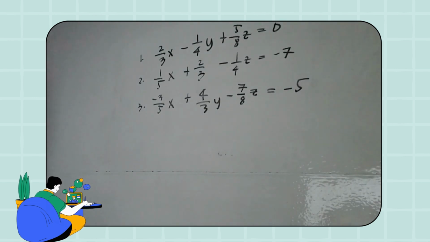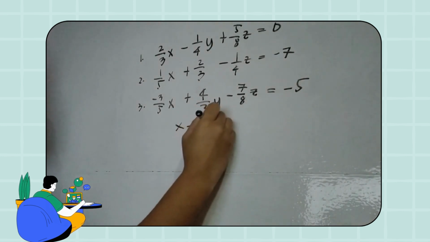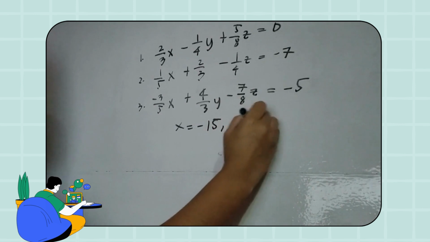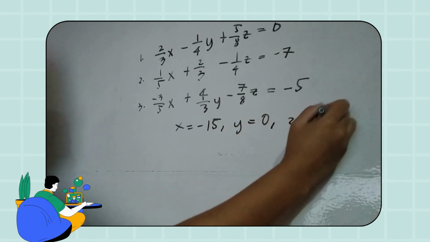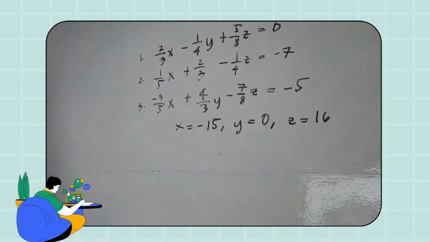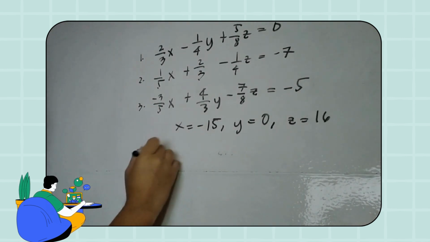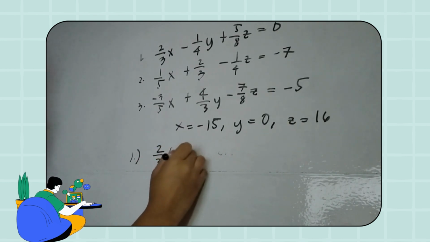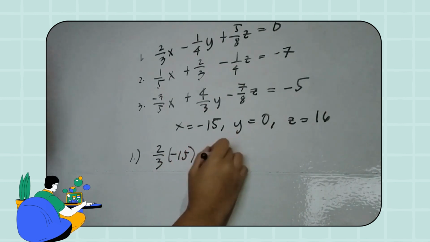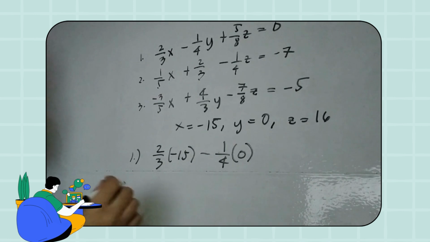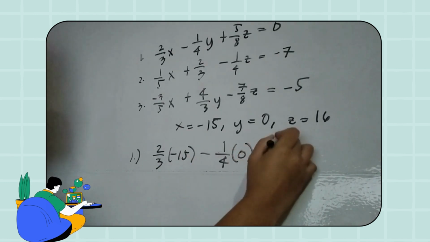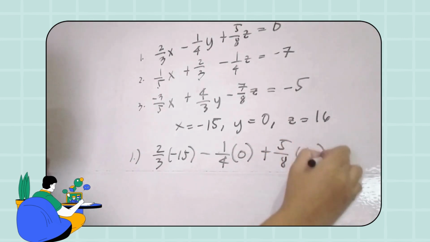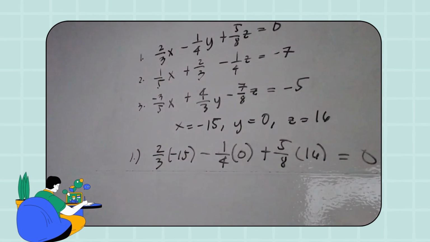Now, let's verify the solution x equals negative 15, y is equal to 0 and z equals 16 by substituting them back into the original equations. So these are our original equations. So let's proceed with equation number 1. So 2/3 times x, which is negative 15, minus 1/4 times the value of 0 plus 5/8 times 16, that is equal to 0.